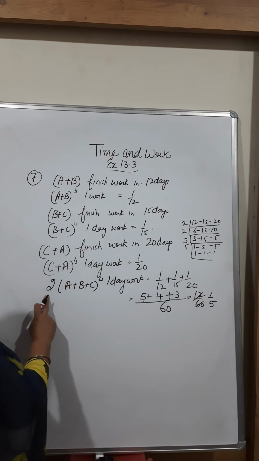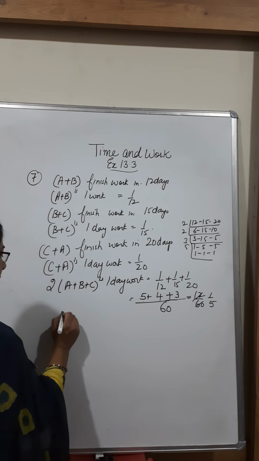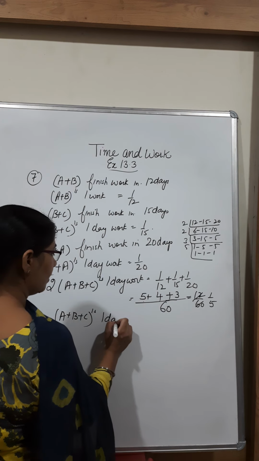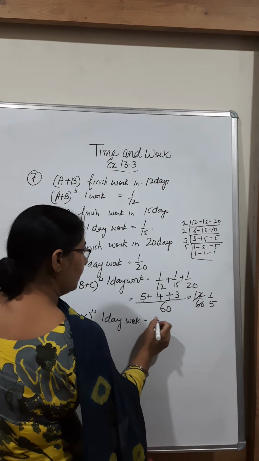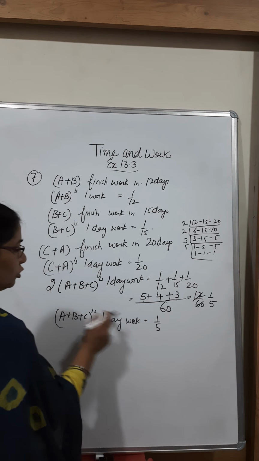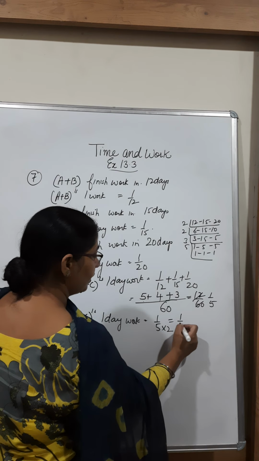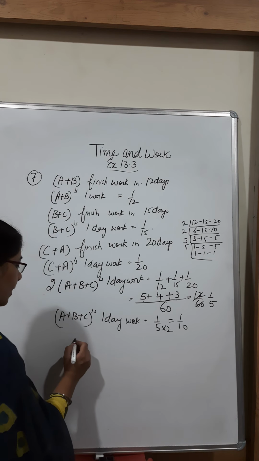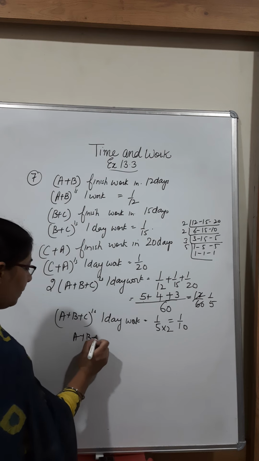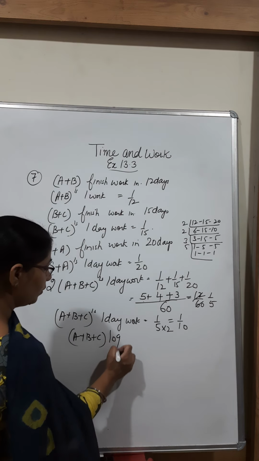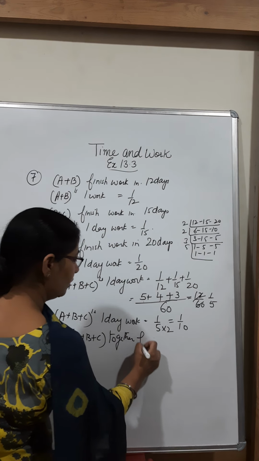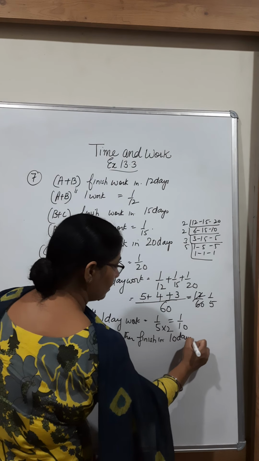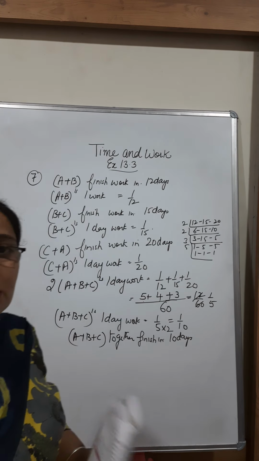Now what are you getting? Twice of A plus B plus C's 1 day work will be equal to 1 by 5. This 2 will shift on this side and it will become 1 by 10. So A plus B plus C's 1 day work is 1 by 10. So A plus B plus C together finish the work in 10 days. So beta first part of the question is given to you.